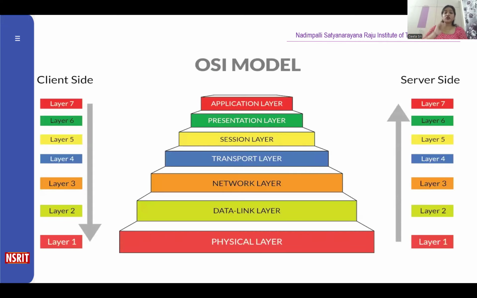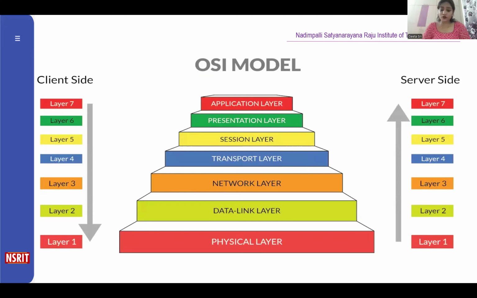As I already mentioned, the OSI reference model has 7 layers. The bottom layer, the first layer, is the physical layer, then data link layer, network layer, transport layer, session layer, presentation layer, and application layer. On the client side, the communication works from application layer to physical layer, and on the receiver side, it will perform from layer 1 to layer 7, that is, physical layer to application layer.